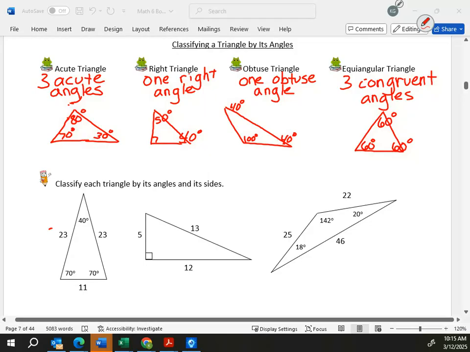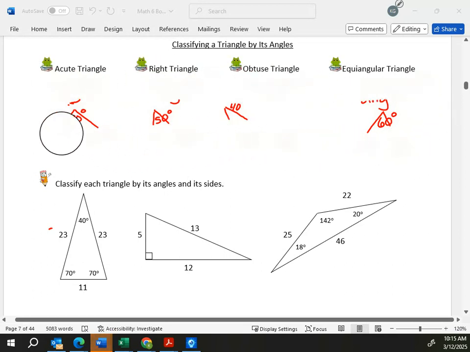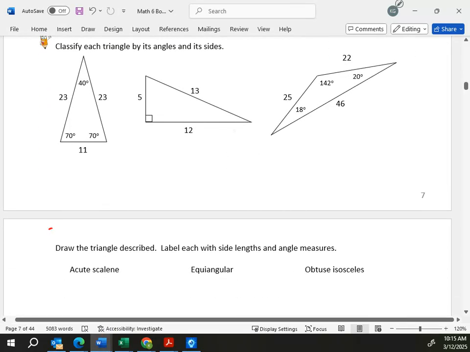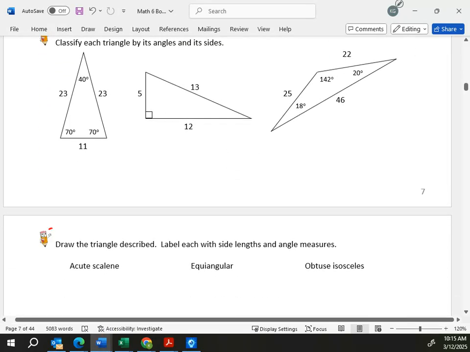All right, let's look at our work for today. First, we have to classify each triangle by its angles and its sides. So if I look at my first triangle, how would I classify that by its angles? Emma? Yeah, they're all acute angles. So it's acute. How would I classify that by its sides?